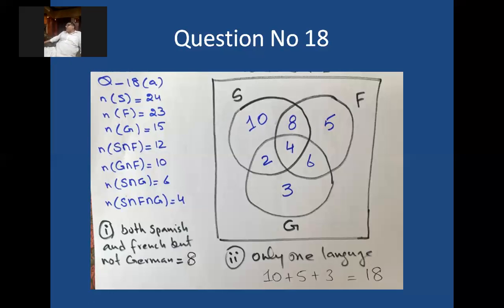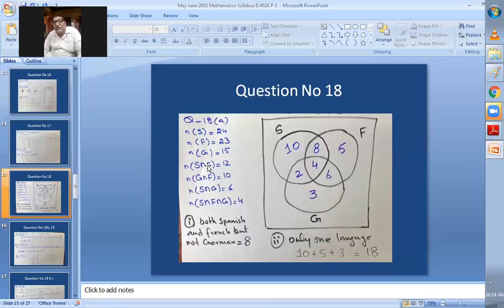So this is how we will do this question. Hopefully you have understood. So let's move to the next part. That was question number 18.